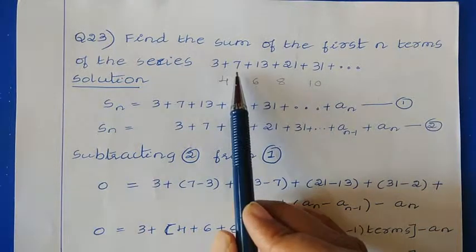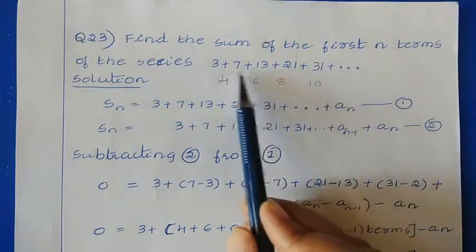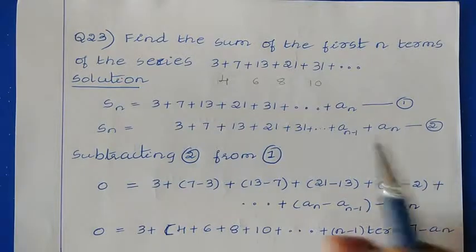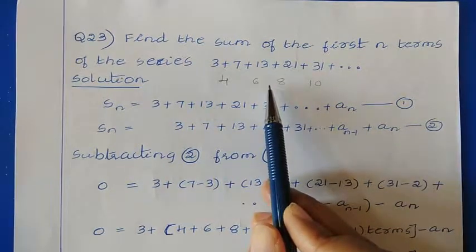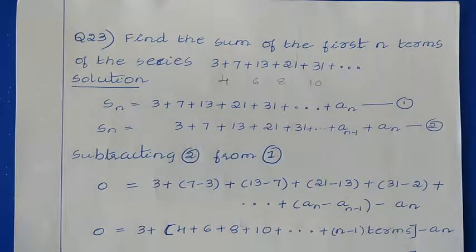And even you can't find out the common ratio here, like 7 by 3 or 13 by 7. In that case also we are not getting the same value. So this particular series is not in the form of arithmetic progression, nor is it in the form of geometric progression.